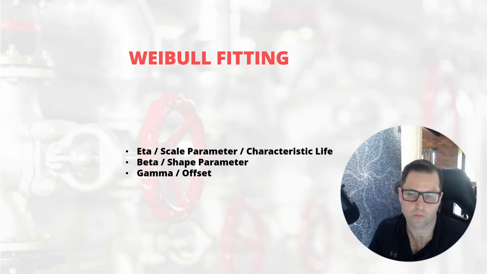Before we go on, just a quick recap of the Weibull parameters and what they mean. Eta, the first parameter, is also referred to as the scale parameter or characteristic life, and it's the value around which the distribution falls. A larger characteristic life means that the distribution's stretched out. The beta parameter or shape parameter changes essentially the spread of that distribution around that eta value, and the gamma or offset shifts it in time to the left or to the right.